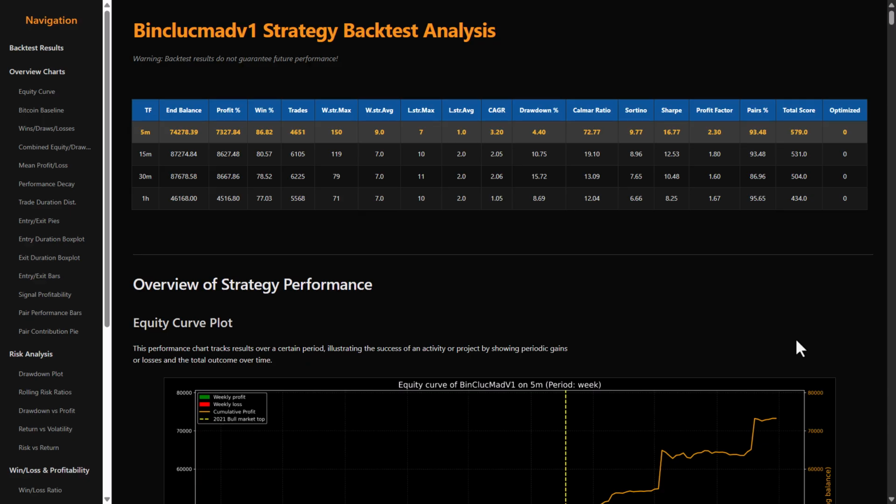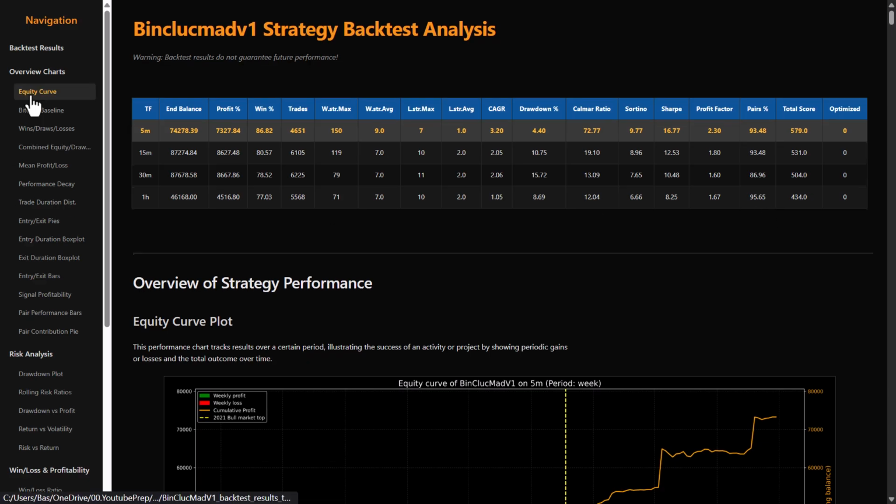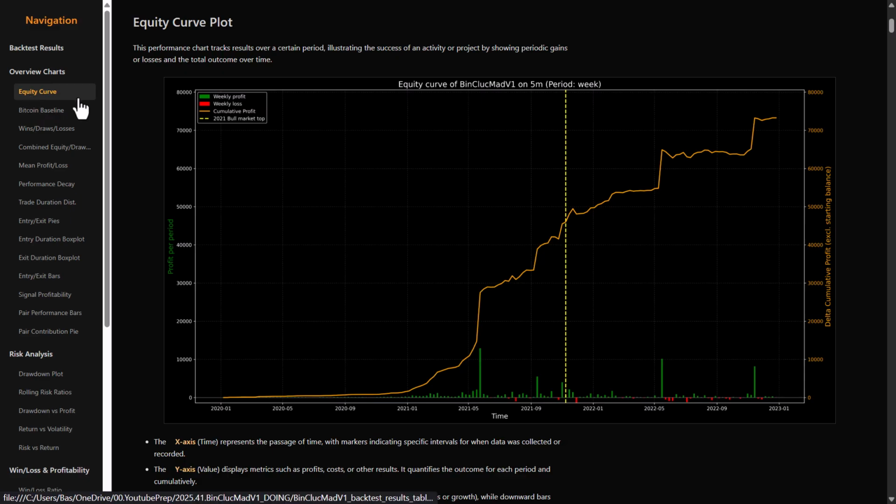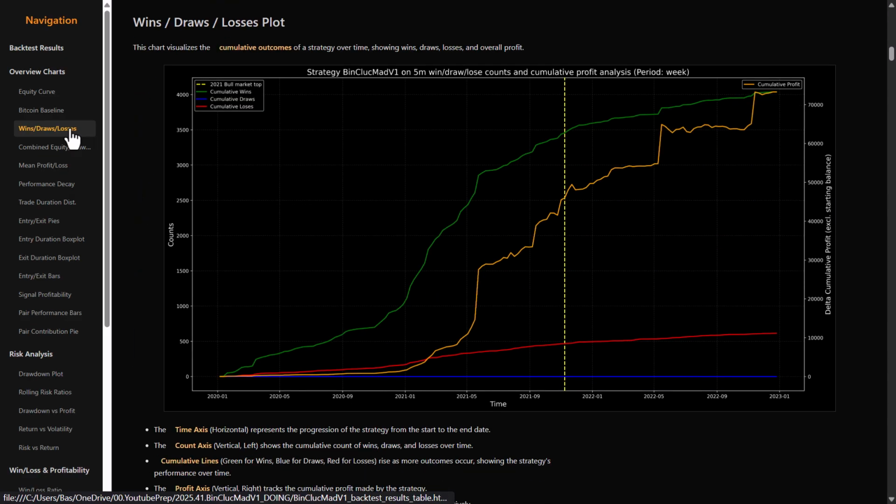The profit factor tells us that we are making 2.3 times the profit per $1 risked. And what's also important is that almost all of the used pairs can make profits with the algorithm in its current configuration. Now the equity curve shows us very important information about the way an algorithm responds to certain market circumstances. And in the case of the bin-cluck-mad algorithm, we can see that it is prone to catch some very large pumps. When the markets turn bearish, the curve flattens out, but it does not go down.